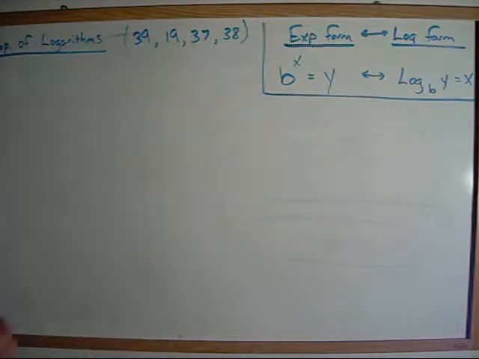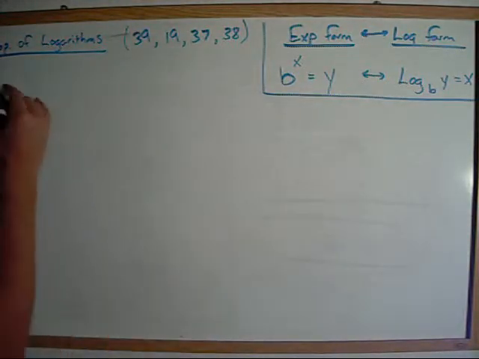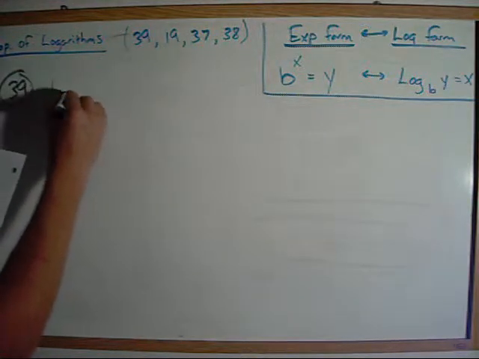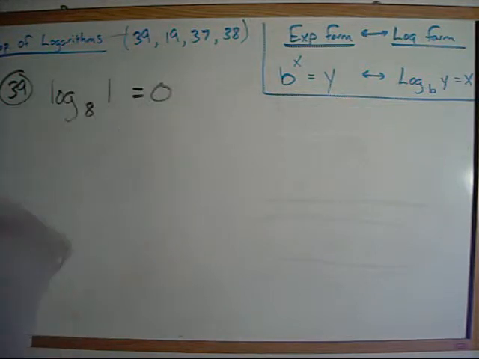So I'm going to start with question number 39 because it actually outlines this exponential form into logarithmic form. So question number 39 looks like this. Logarithm base 8 of 1 equals 0. And your directions are change into exponential form.